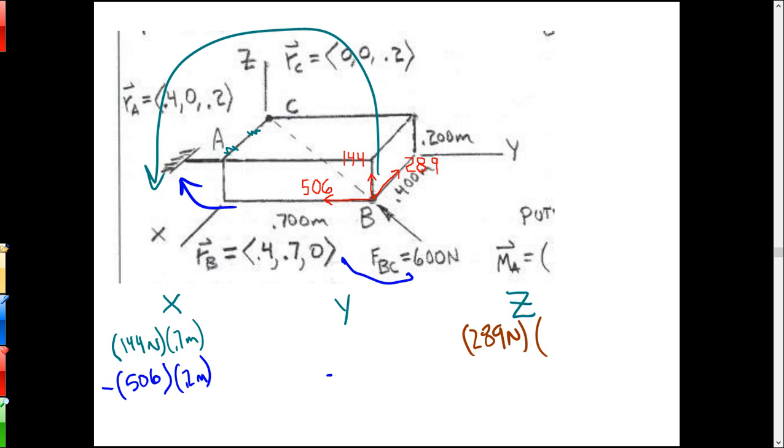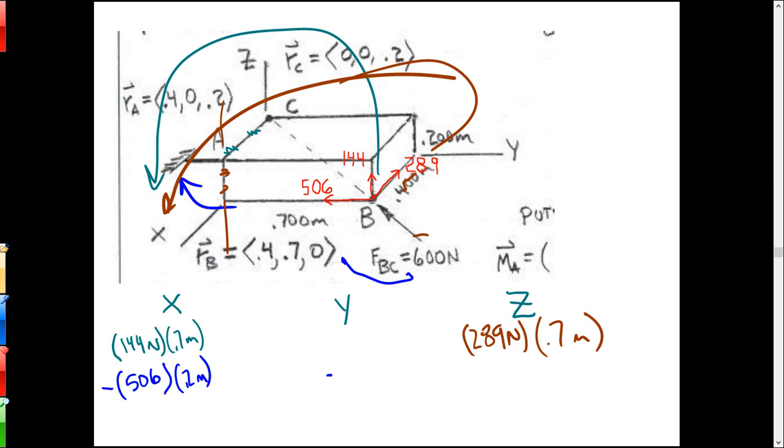See, the moment arm is the distance perpendicular to the force that connects it to a Z axis that goes through A. It'd be 0.7. 0.7, okay. So what we're doing, we're hinging this line like that. So 289 times 0.7, positive or negative? Positive, okay, because that's running around that way.